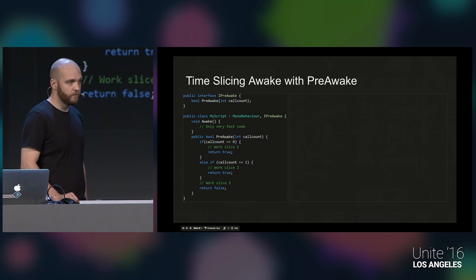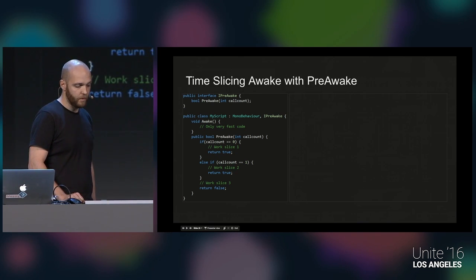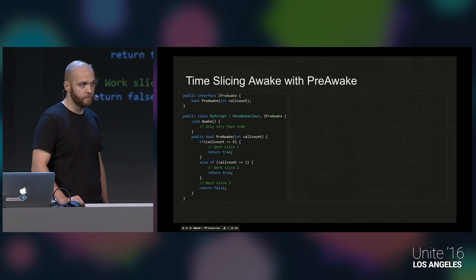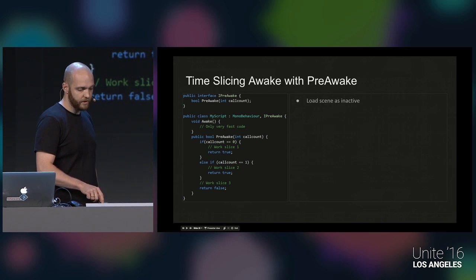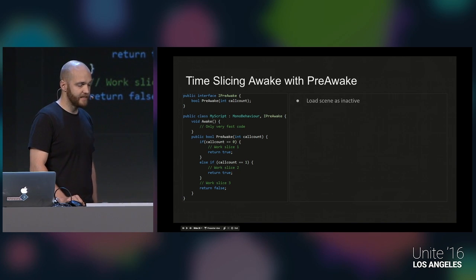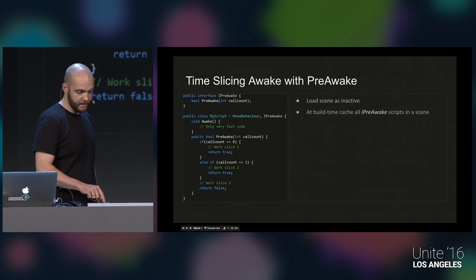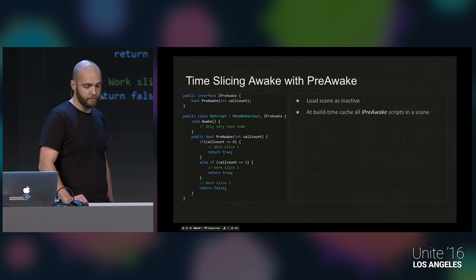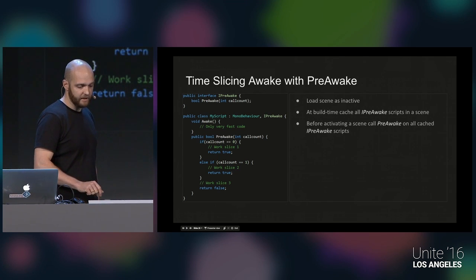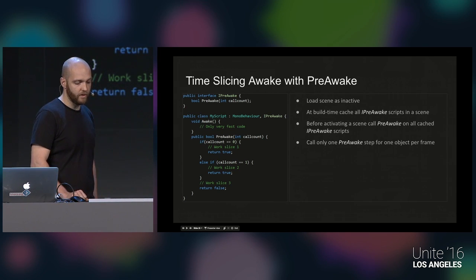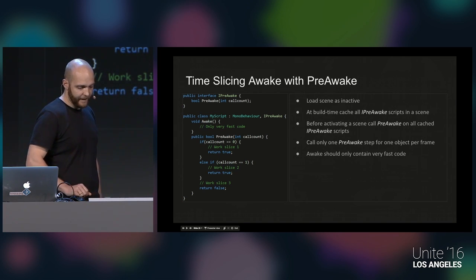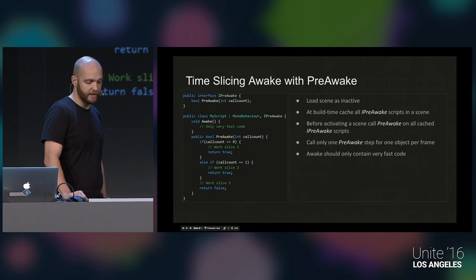It's a way to move expensive initialization code from the awake into this concept of pre-awake, which is a time-sliced way of doing this initialization. The way it works is that you load the scene as inactive, and that means the awake has not been called yet for these objects. Then at build time, we have cached all these pre-awake scripts for this scene. Before activating the scene, we call all of these pre-awakes, and we do that by calling only one pre-awake step for one object per frame. Then any code that is left inside the awake should be really fast code.